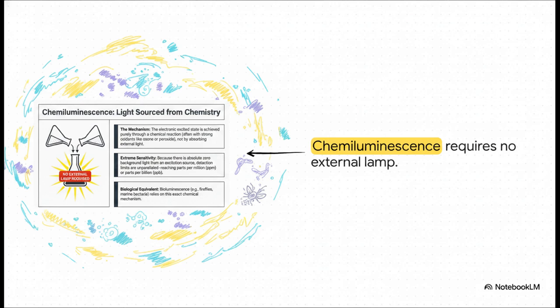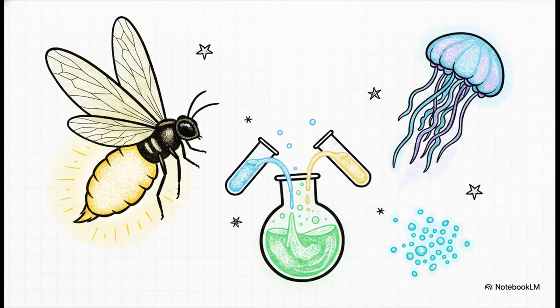Because there is absolutely zero background light from an external lamp to interfere with our sensors, the detection sensitivity here is totally unparalleled. We're talking about achieving limits down to parts per billion. And you know what's amazing? Nature completely beat us to this. Bioluminescence, that incredible glow you see in fireflies, deep-sea jellyfish, or glowing marine bacteria, it isn't magic. It is simply this exact same chemiluminescent reaction happening naturally inside a living creature. They're just mixing chemicals to excite electrons and create light in the dark.